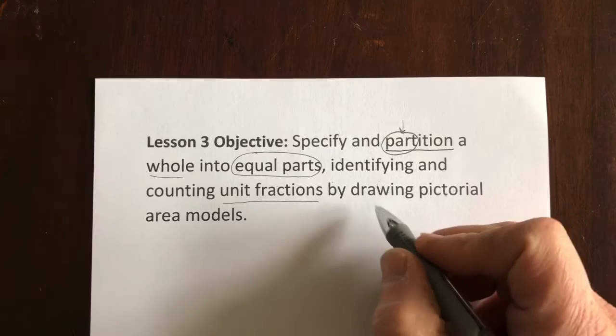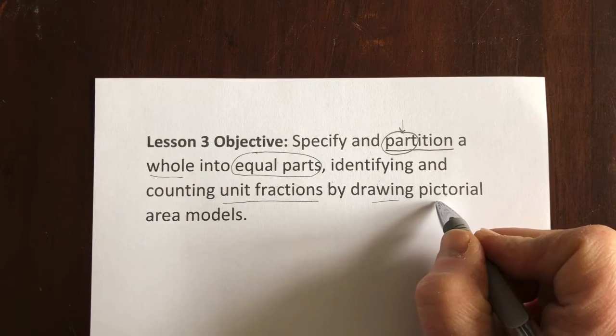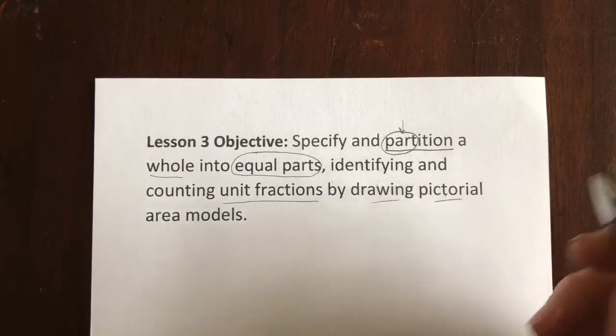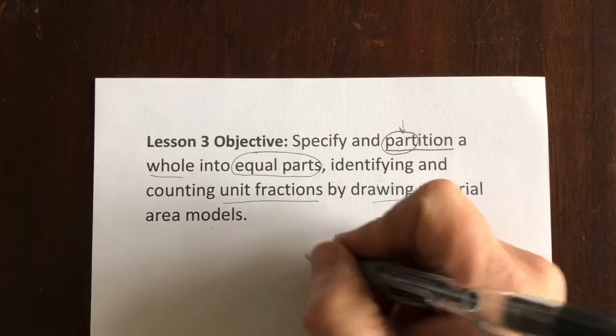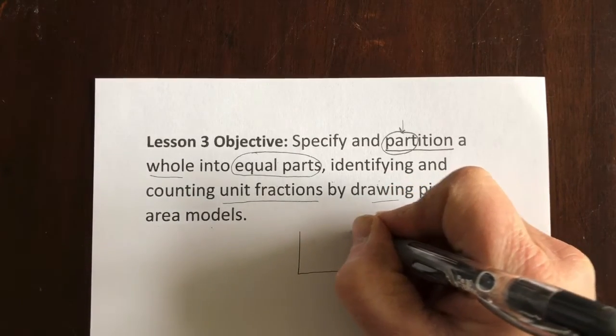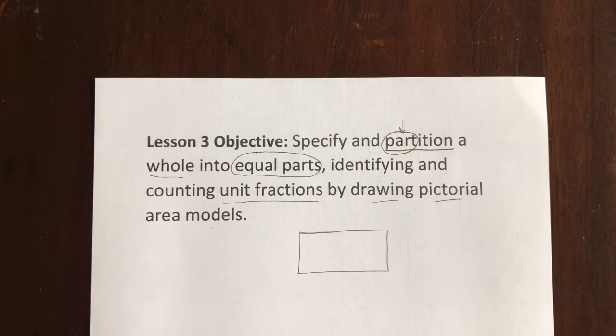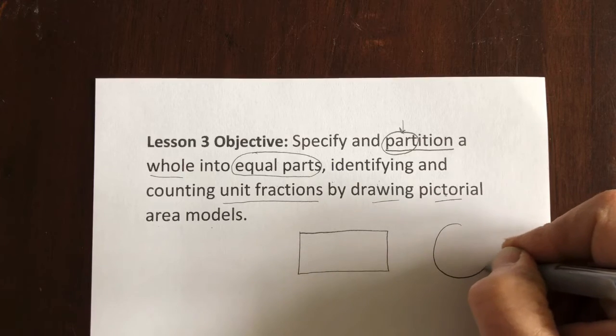So drawing pictorial models, like we're gonna draw some now for you, and if you wanna practice some on your own, you can. Pictorial means picture, and area models means something that you can see from overhead, all right? For example, if I'm going to draw a pictorial model here, I like to draw rectangles to show fractions. It's just a lot easier. You get yourself in trouble with circles, and I'll show you about that in a minute, okay?